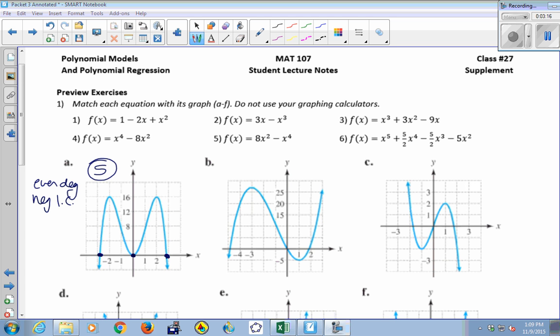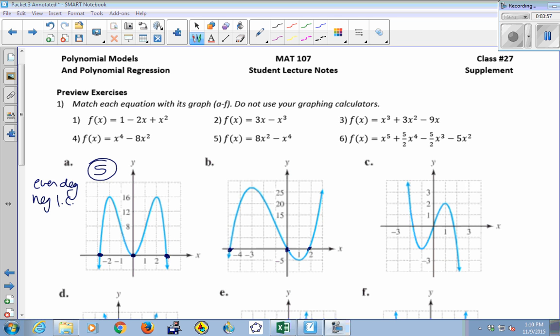All right, how many x-intercepts does this graph have? 3. And how many extrema? 2. So what degree polynomial am I looking for? At least 3. Okay, good. And then looking at the end behavior, we know that we have one arm up, one arm down, so it's going to be an odd degree. And since the right arm is up, my leading coefficient is positive. So I need to find a 3rd degree polynomial with a positive leading coefficient.